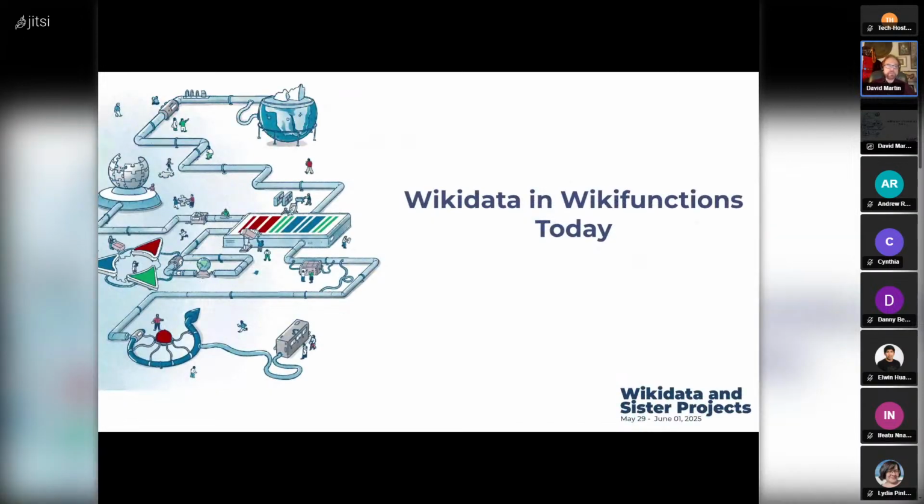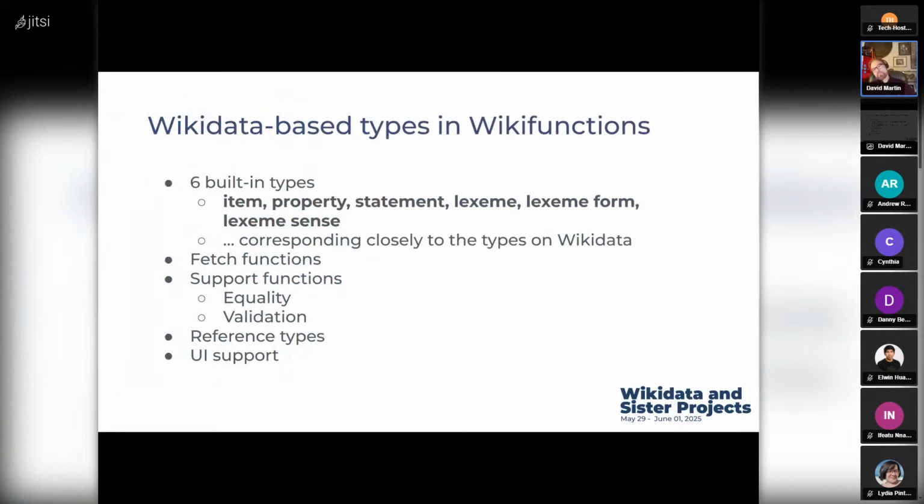So now we can start looking in more detail at how Wikidata can be used today in Wikifunctions. We'll start by showing how Wikifunctions can access content from Wikidata. Wikifunctions has its own type system, and the basis for working with Wikidata is provided by the 6 types shown here: item, property, statement, and so forth. These Wikifunctions types mirror exactly the corresponding types on Wikidata.